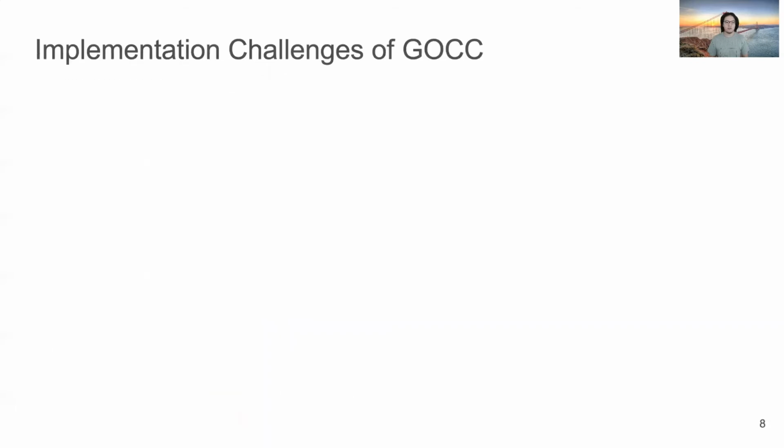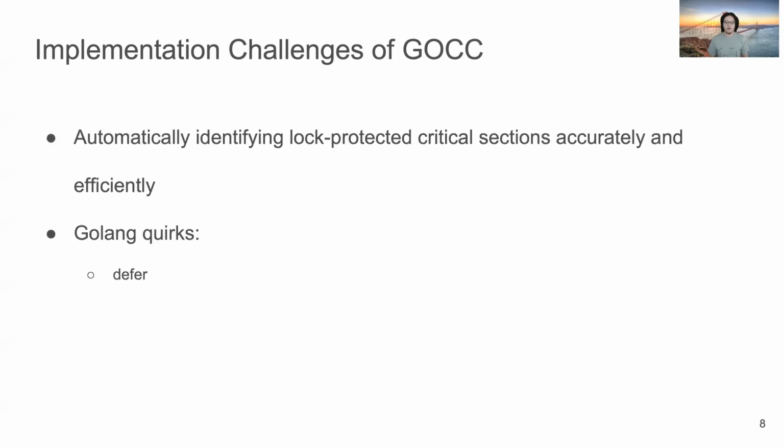And there are certain implementation challenges of Gocc. First, we need to automatically identify the lock protected critical sections accurately and efficiently. Second, Go is an interesting language, and it has several quirks. Specifically, we will look at defer in this paper.